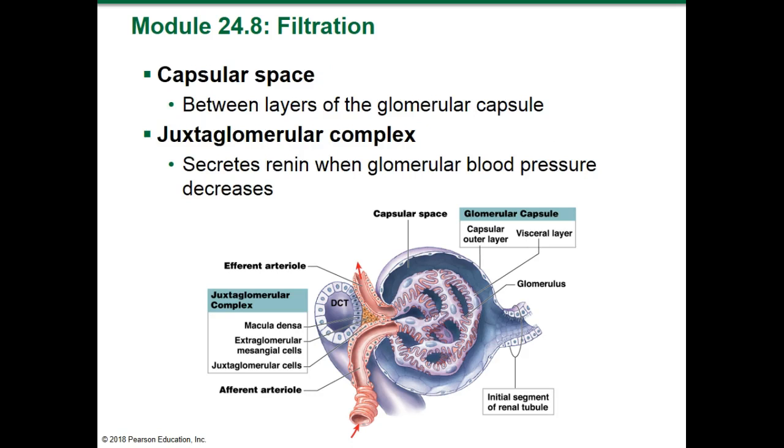Okay, the capsular space between the layers of the glomerular capsule, that's here, and the juxtaglomerular complex, this will secrete, and that's shown there, this will secrete renin when the glomerular blood pressure decreases. And we've talked about renin before. We'll talk more about it.